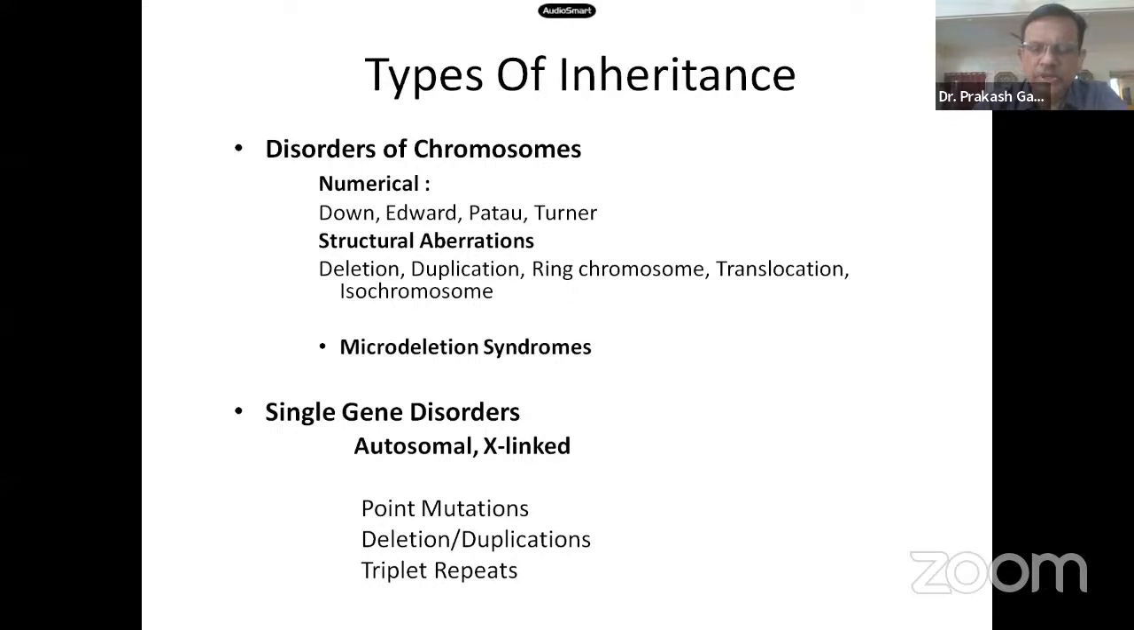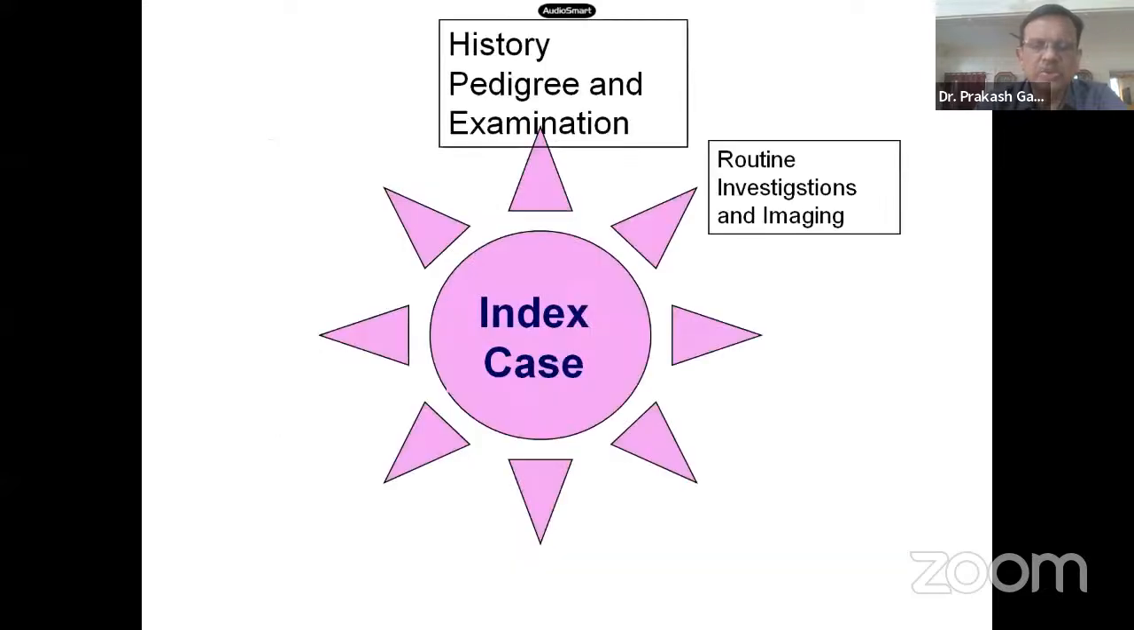These go on repeating, and when they increase in number, they cause conditions like Fragile X, which is the second most common cause of mental retardation after Down syndrome, which is a chromosomal cause. So I will now talk about what tools are available in this genetic odyssey, this diagnostic odyssey.